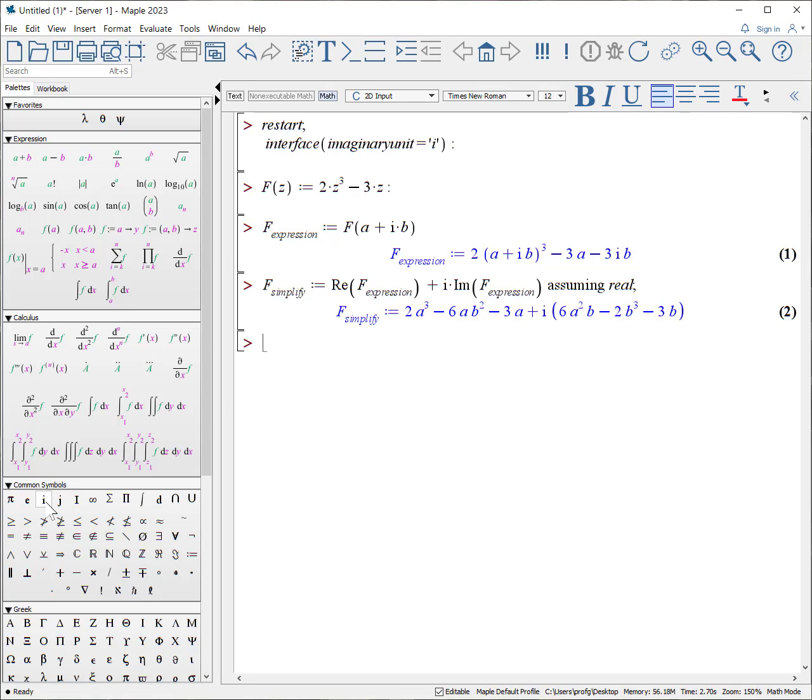Since this is a bit cumbersome, Maple has come up with another expression that will do exactly the same thing, and that is evalc. When you ask for evalc, it assumes all variables inside the expression are real. Evalc, evaluate complex, our f expression.